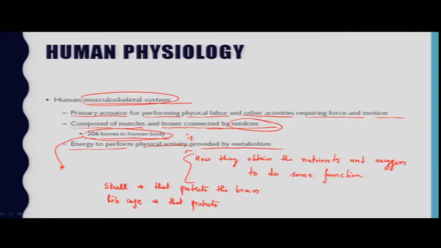our lungs, liver and heart. And most of the other bones provide a framework for physical activities. Other bones include the bones in the arm and leg. The bones in the body are connected to each other at their joints by means of ligaments.